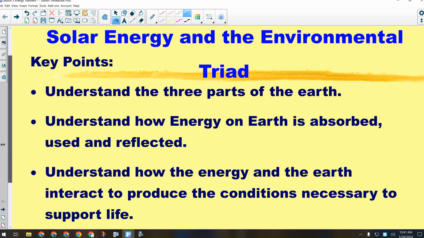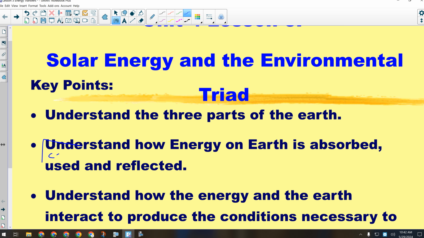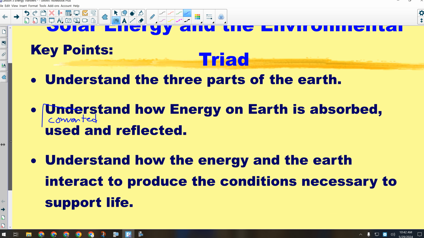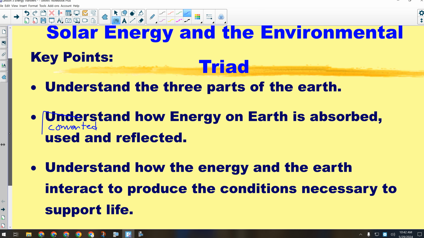Second point: understand how energy on Earth is absorbed, used, and reflected. We also sometimes use converted in place of used. And then understand how the energy and the Earth interact to produce the conditions necessary for life. We touch on that a little bit, but obviously this is the big thing here. Everybody all right with that? We're going to look at what happens when the energy gets to the Earth. That's going to be a big focus of today.